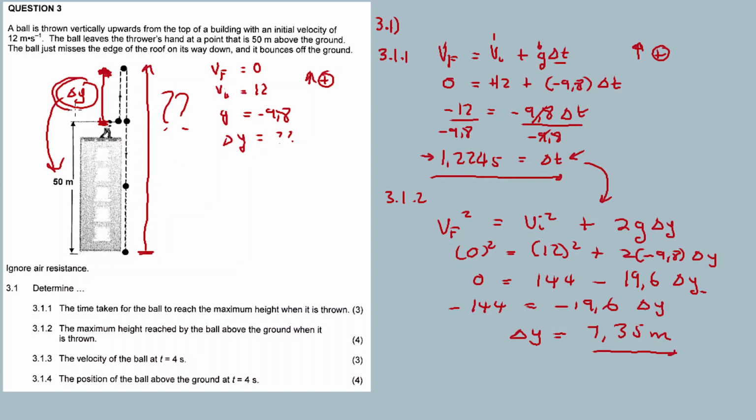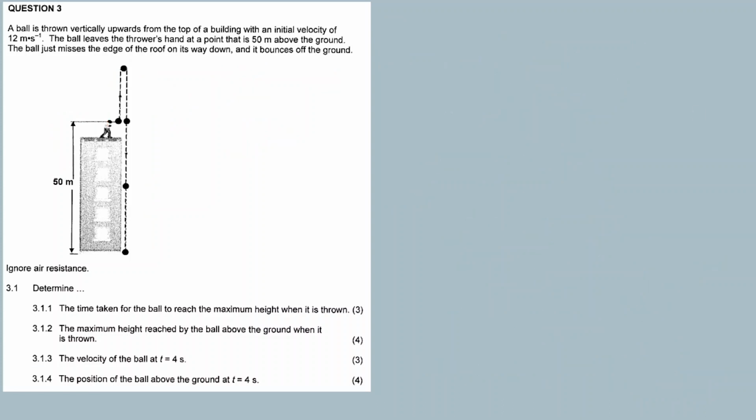But this is the delta y. So the maximum height from the ground is equal to 50 plus 7.35, which is equal to 57.35 meters. Now you answer it together. Now let's move on to 3.1.3.